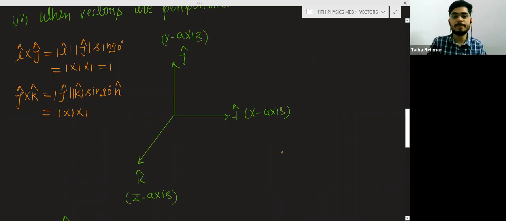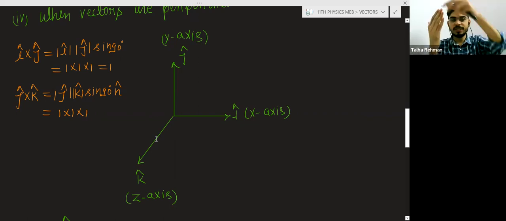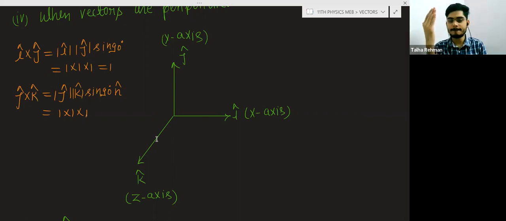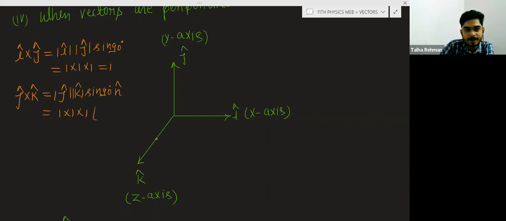Now J cross K, you will do the J cross K. This is your J vector, this is your K vector. Just point your thumb in the direction of J vector and curl towards the K vector. So your thumb will go this side. So that is why N cap will be negative. That is why you will write here minus I cap. So that is why your answer is minus I cap.